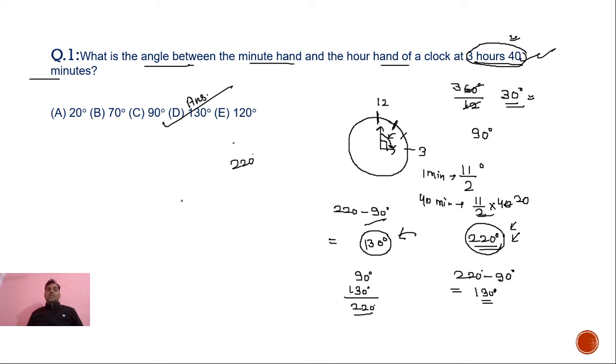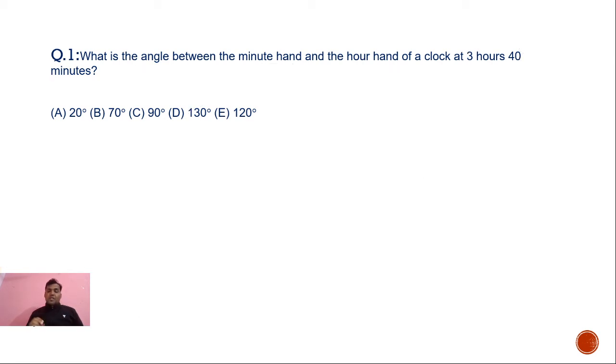That's the concept, right? So the relative speed between the minute hand and the hour hand is 11 by 2 degrees per minute. Just keep this concept in mind, right? Let me give you another example. This is the most important part and this is the only thing that you need to know, right? This is the concept that you need to know to solve all the questions of clock.